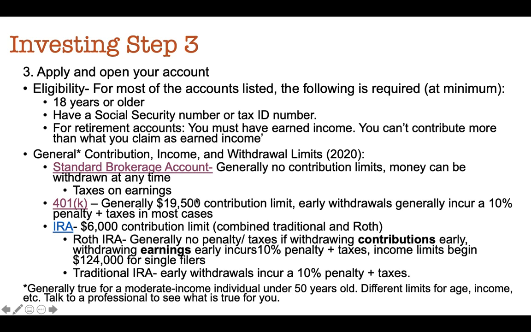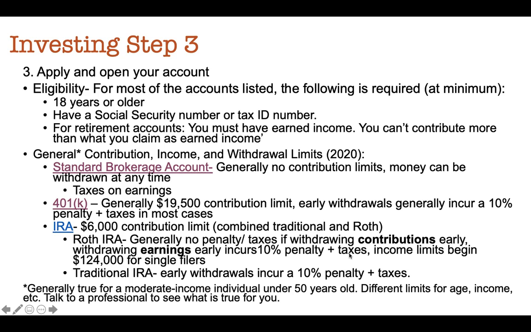For a 401k, the contribution limit is quite high for most people at moderate incomes under 50. Early withdrawals are typically a no-no and result in a penalty and taxes. IRAs combined have a $6,000 limit. That's for Roth and/or traditional.